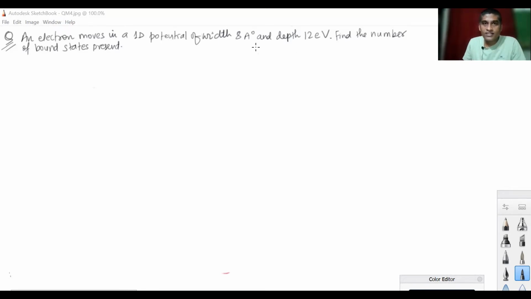Here, we can see from the question that we have a finite depth potential well, and we are asked to find the number of bound states present in it. We know that for a finite depth potential well we get a finite number of bound states, and we are familiar with the square well potential of finite depth. So let us discuss the square well potential of finite depth in brief.